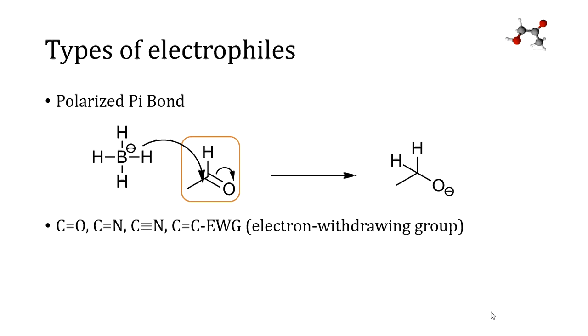Polarized pi bond electrophiles are common when you have a carbon that's double bonded to or triple bonded to a more electronegative atom like oxygen or nitrogen. Some carbon-carbon bonds are also capable of being polarized electrophiles if one of those carbon atoms has an electron withdrawing group on it. Specific examples of that won't be covered until late in organic chemistry 2.